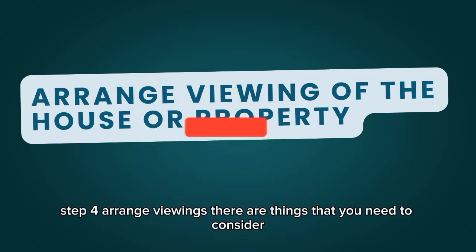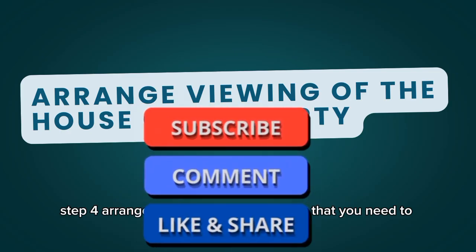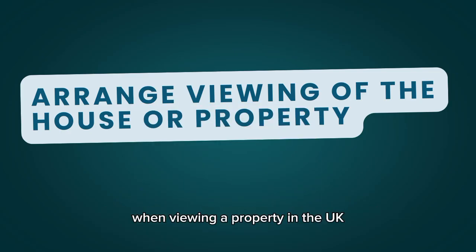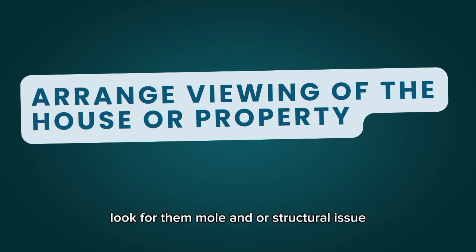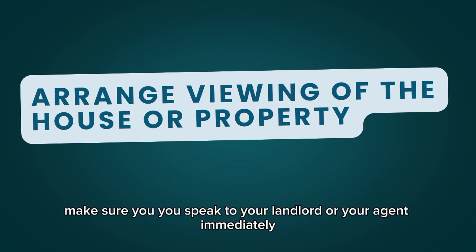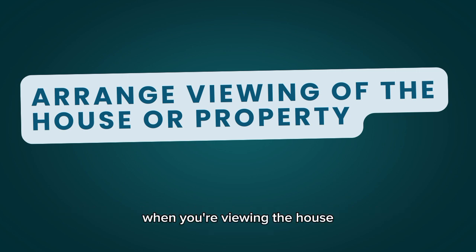Step 4. Arrange viewings. There are things that you need to consider when viewing a property in the UK. First of all, you have to check the water pressure by turning on the taps. Look for damp, mold, or structural issues. If there's any structural issue, make sure you speak to your landlord or your agent immediately when you're viewing the house. Ask about the heating system and boiler age.